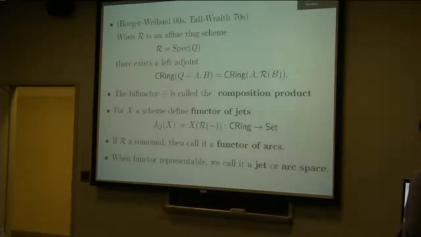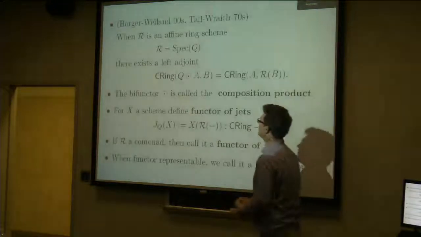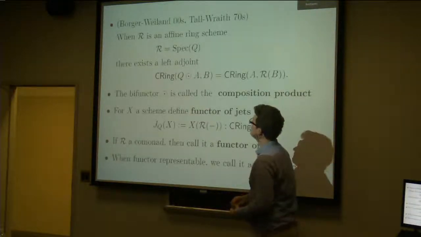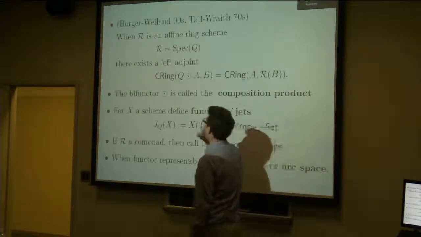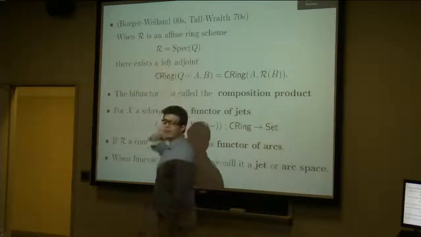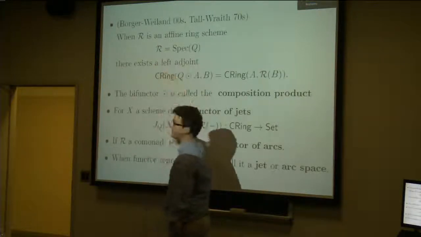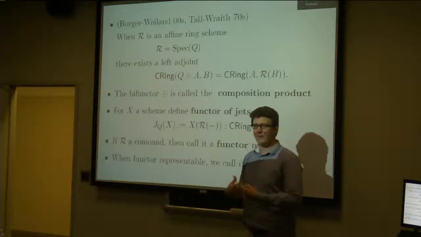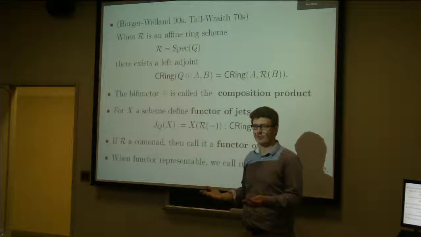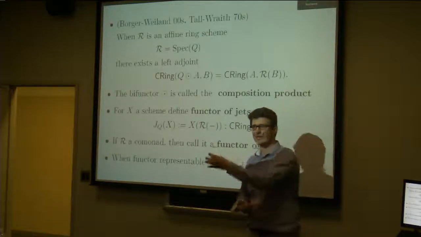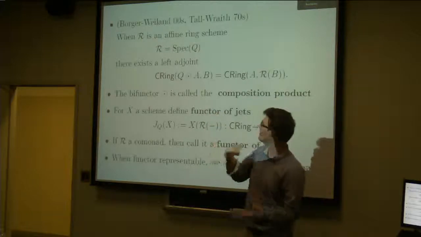So how do we make jet spaces out of these things? We can take R to be an affine ring scheme. There are two viewpoints here: one is as a functor, and one is as a scheme. It's a functor of points, so it's like a group scheme, or an algebraic group. You plug in some points and you get a group out. If you plug in some points into this thing, you get a ring out.